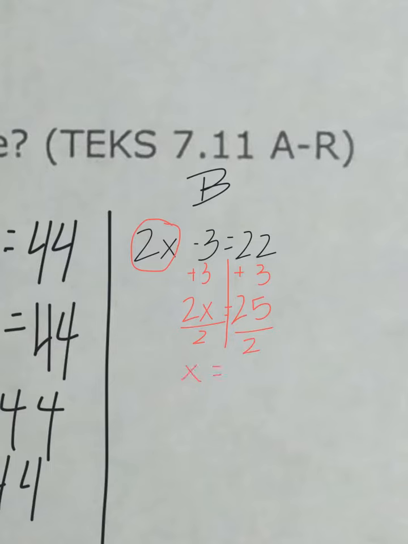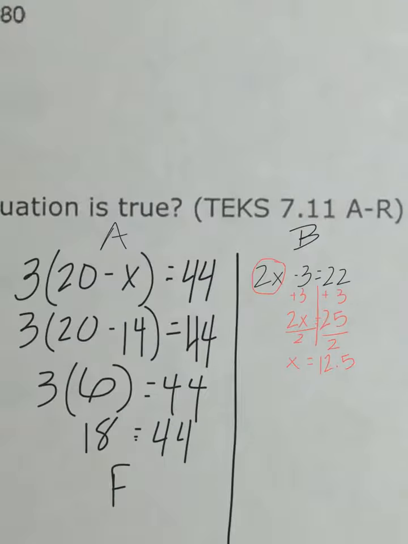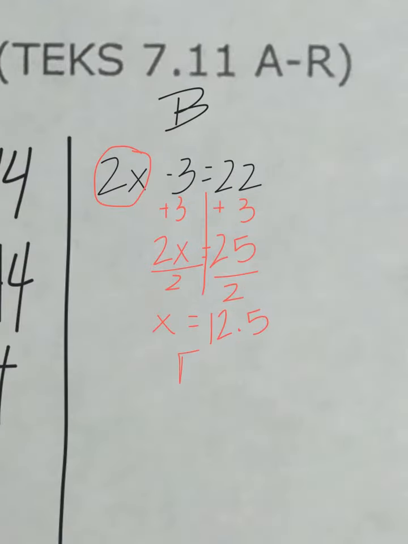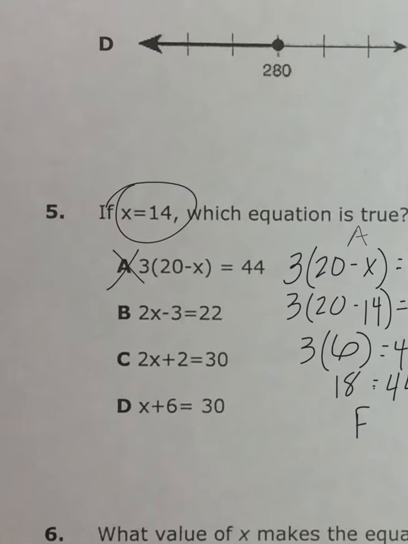And here, x equals 2 goes into 25. Well, it can't go in evenly. 2 could go into 24 12 times, which would mean 2 would go into 25 12.5 times. So we need x to equal 14. So this one is also false. So that's out.